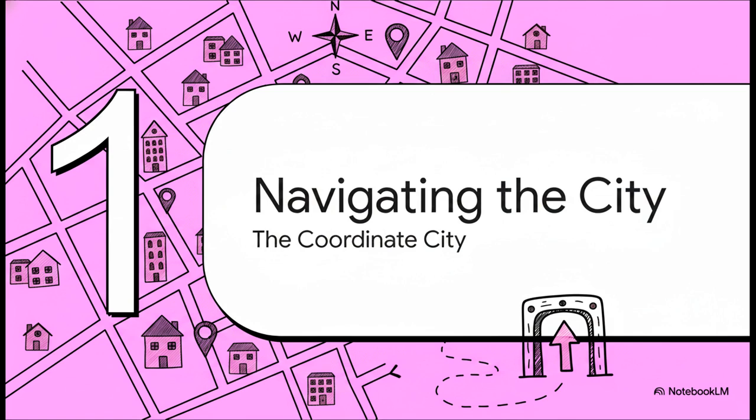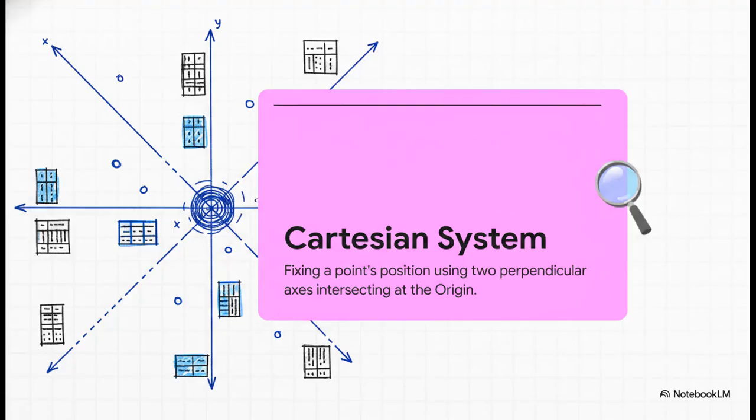All right, section 1. Navigating the coordinate city. The core concept here is, honestly, brilliantly simple. The Cartesian system is just a way to fix any point's position using two intersecting perpendicular lines. Right where they cross, that's the origin, (0, 0). From there, we're basically just measuring distances along these two lines to pinpoint exact locations. It creates this ultimate infinite city grid.